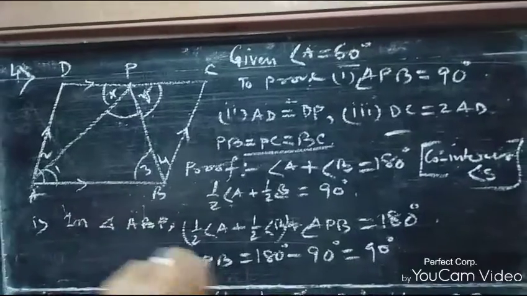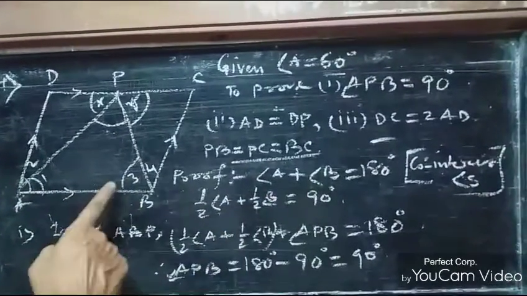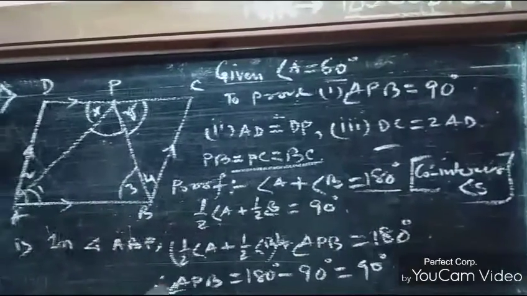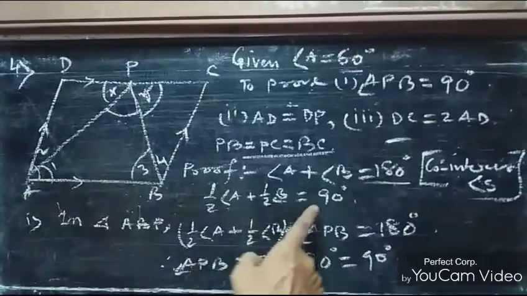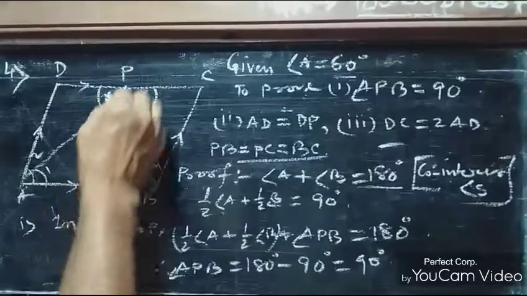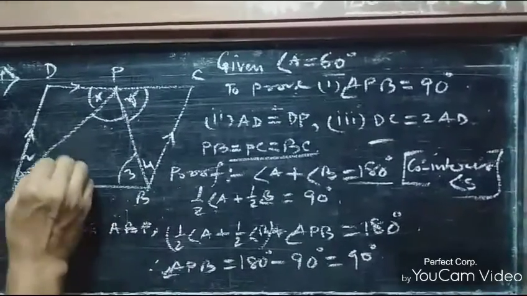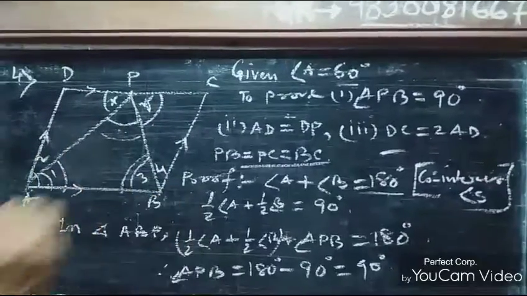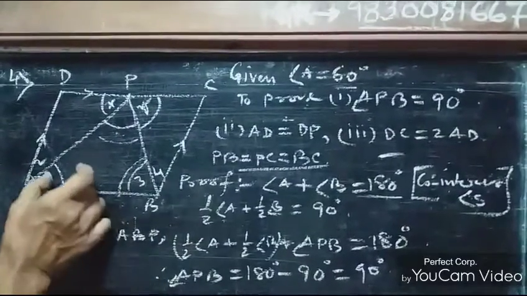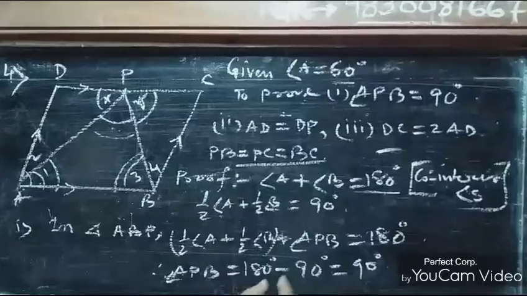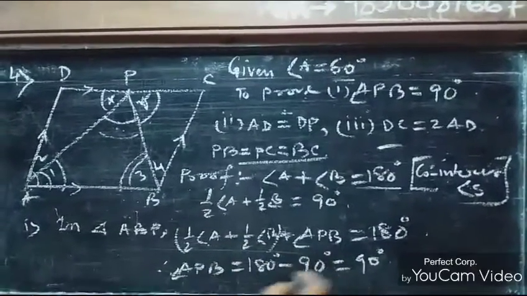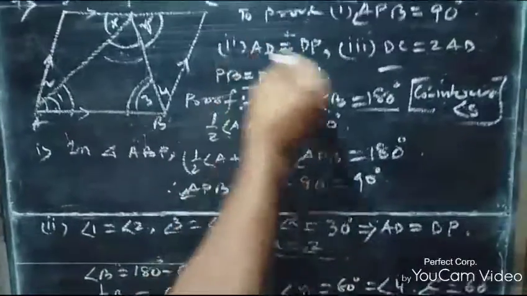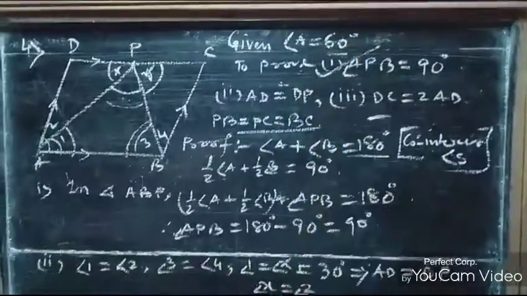Now, proof. Angle A plus angle B are co-interior angles, so this is 180 degrees. Then half of angle A plus half of angle B equals 90 degrees. Now in triangle APB, half of angle A plus half of angle B plus angle APB equals 180. Since half of angle A plus half of angle B equals 90 degrees, just putting this value, we get angle APB equals 90 degrees. So the first part is proved.